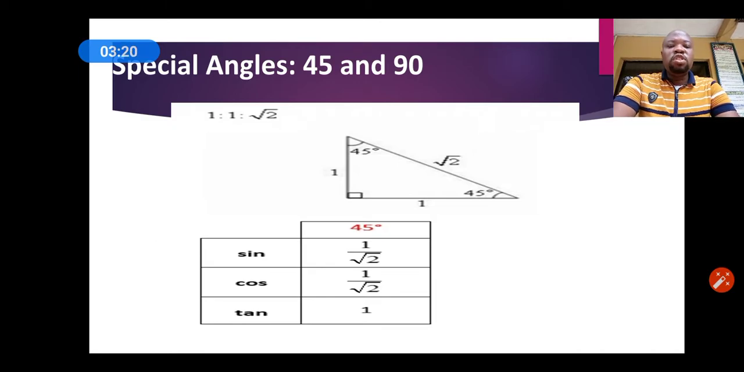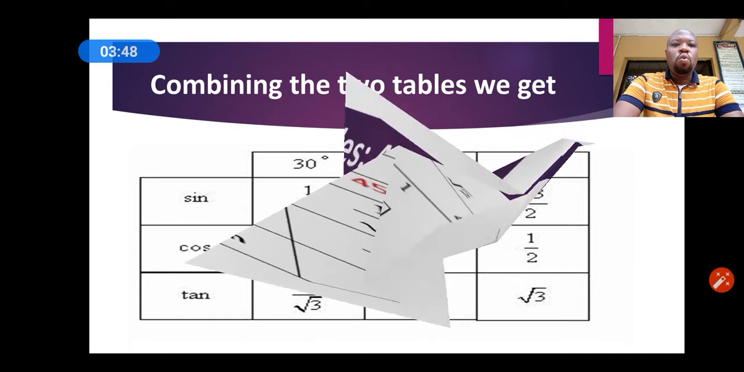So if we consider the right angle triangle based on the angle 45 degrees, then the sine of 45, which is opposite all over the hypotenuse, will be 1 over root 2, and the cosine of the angle will similarly be the same value, which is 1 over root 2, while the tangent of 45 degrees will be 1 over 1, which is equal to 1.